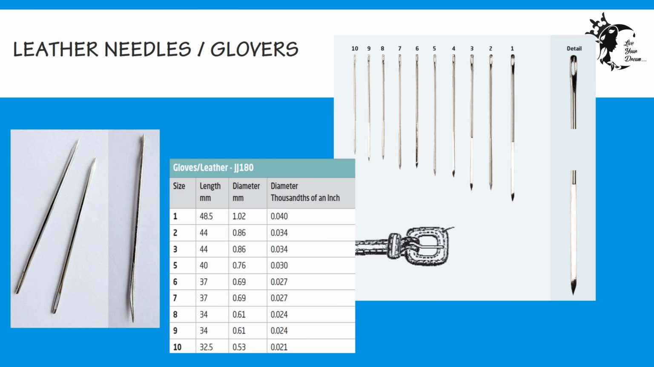Glovers or leather needles have unusual sharp triangular cutting points, allowing them to penetrate through thick layers of fabric without tearing or causing unnecessary abrasion. They can also be used for hand sewing on suede, vinyl, and soft plastics.